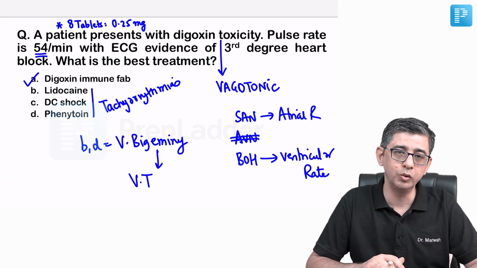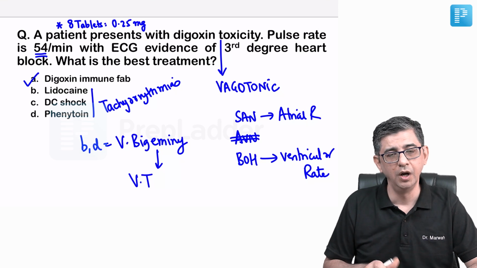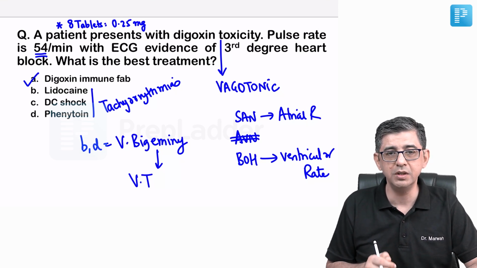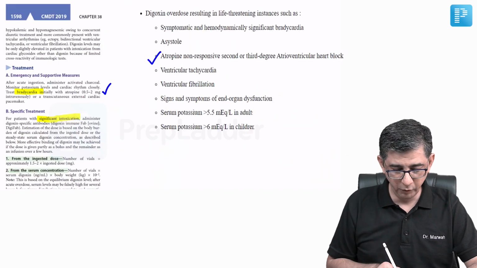And the logic that I used, suppose I'm not aware of all this theory, the logic is simply that when it comes to B, C, D, they are primarily used for tachyarrhythmias. Moving to the next question.